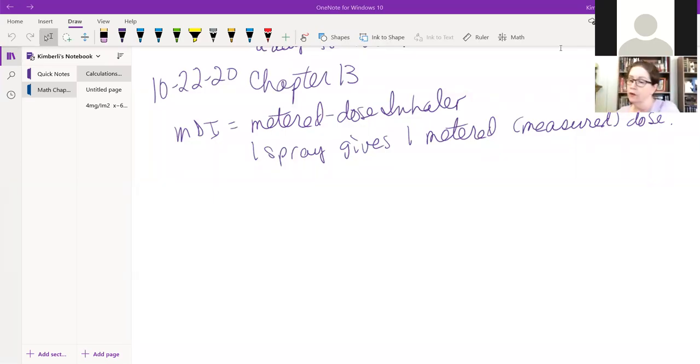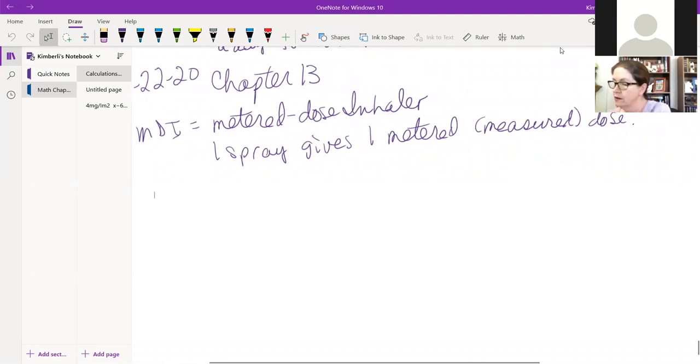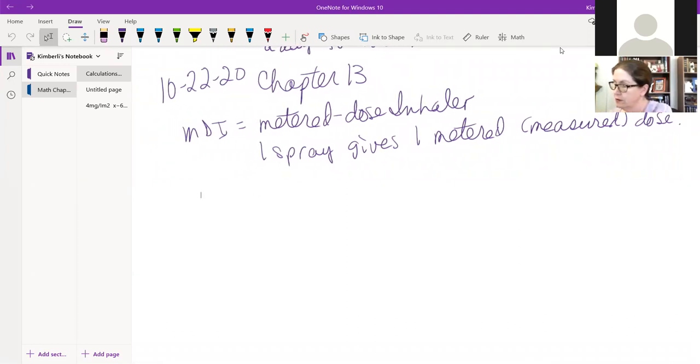Okay, there we go. That should do it. And I have to tell it I don't want to use it in tablet mode, et cetera. Okay. Whew. All right, let's try it this way.